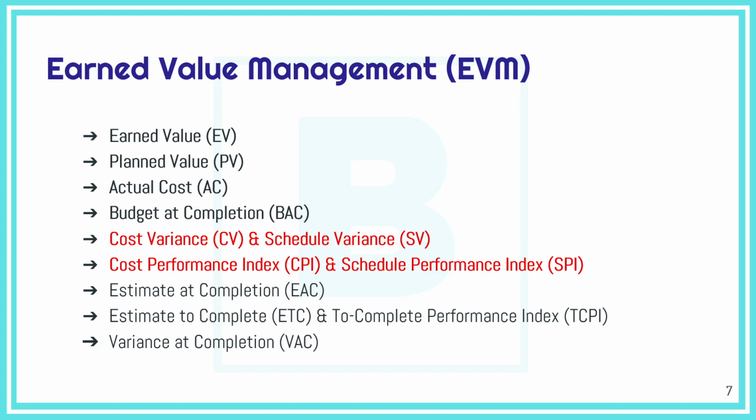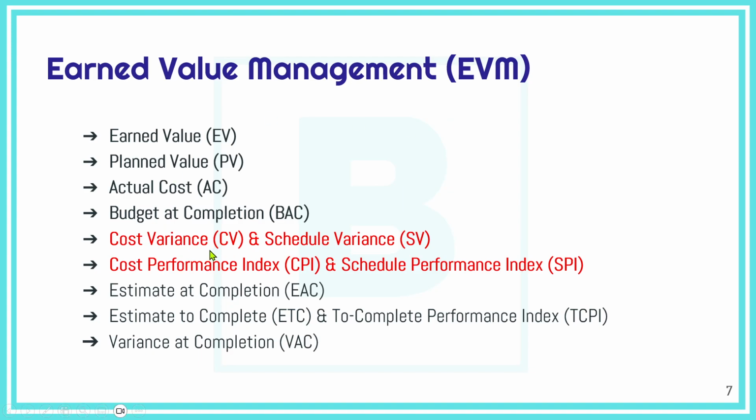Planned value: the PMP exam tells you the project should have been complete by X percentage by now. That's the planned value. Actual cost, AC, usually is given. Budget at completion usually is given. Cost variance CV, we will see how to calculate it. Schedule variance SV, cost performance index CPI, schedule performance index SPI.